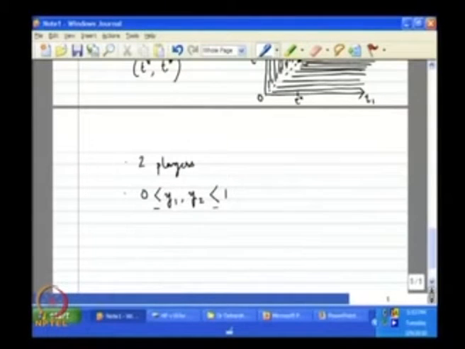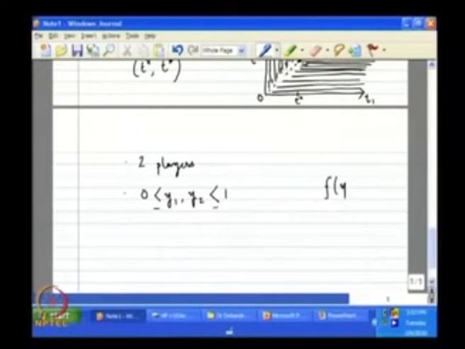When they fight with each other and devote this y1 and y2, obviously they will be left with less resources than they had to begin with. So, the total output that they will get if they devote y1 and y2 is given by f of y1, y2, where f is decreasing in y1, y2.